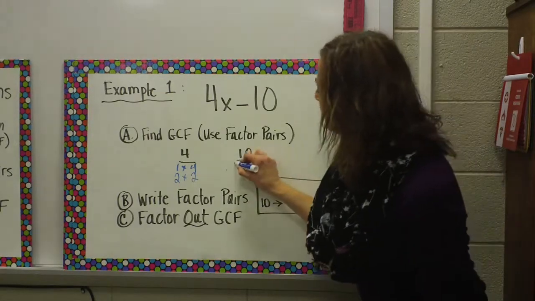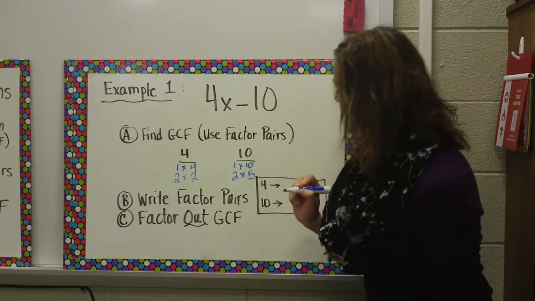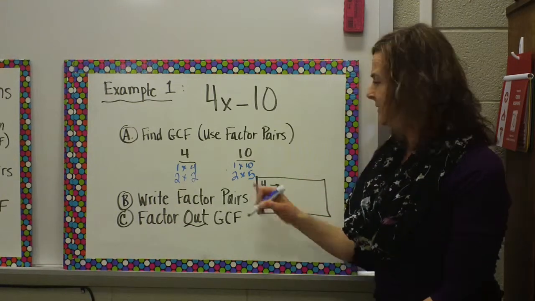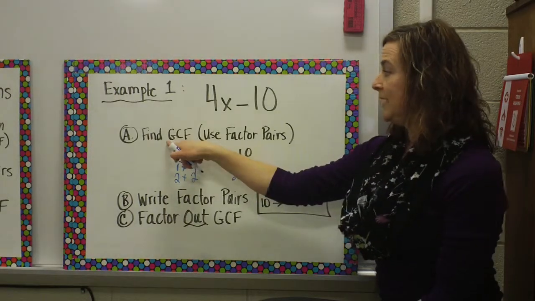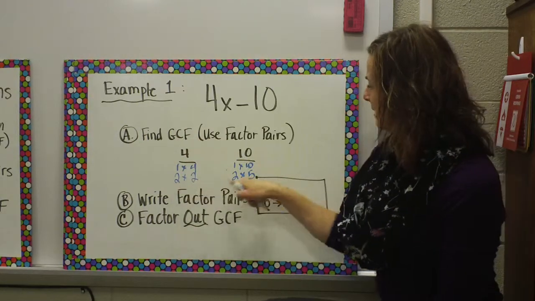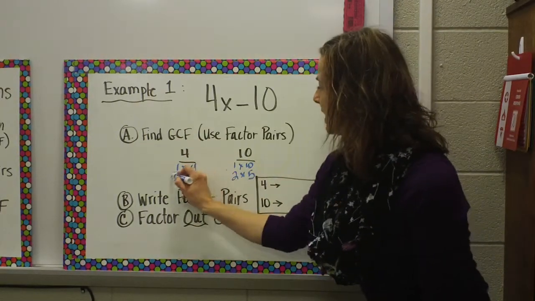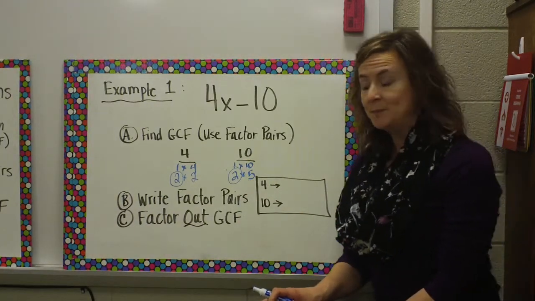For 10, 1 times 10, and 2 times 5. And there are no other factors I multiply together to get 10, so that's where I'm done. Now I need to find the greatest factor that they share in common. So when I look on the list, the largest number they share in common is 2. So the greatest common factor is 2.